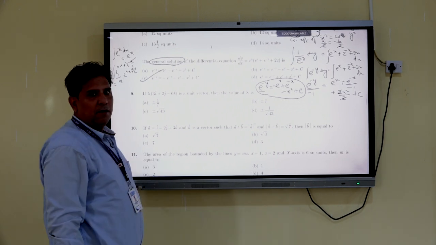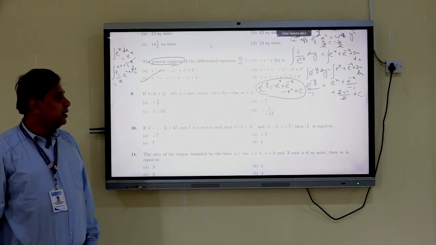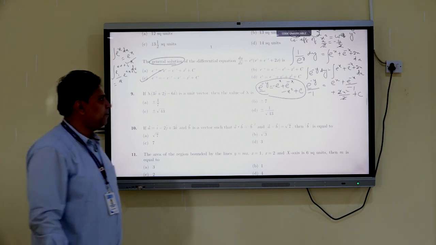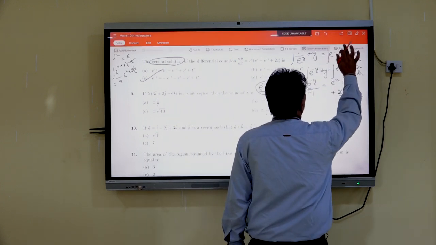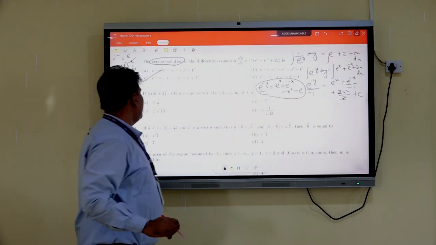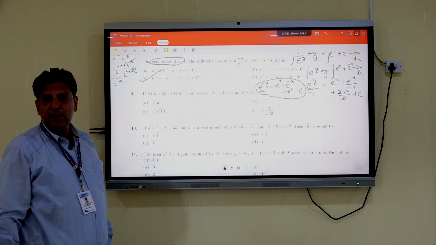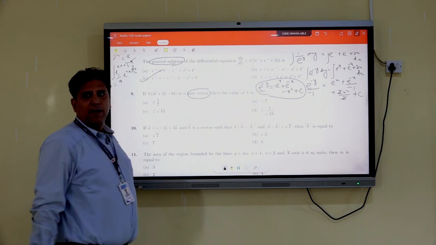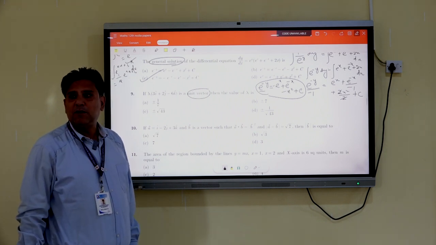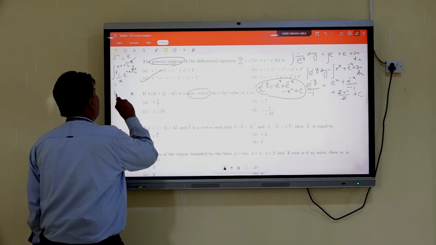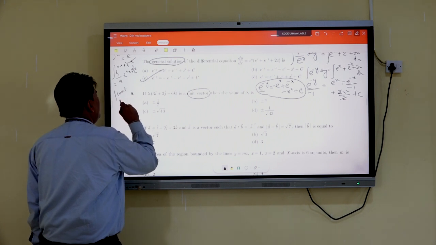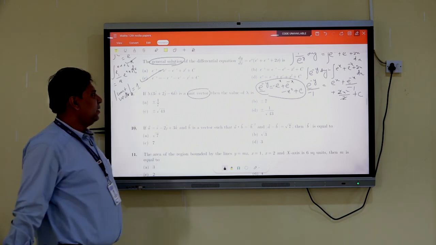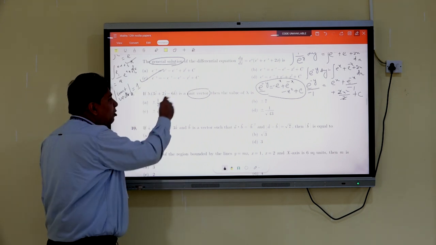Now question number 9. This question is from which chapter? Vectors. It is quite a simple and straightforward question. This represents which vector? Unit vector. Okay. Now what exactly is a unit vector? It is a vector which has magnitude 1. What is the magnitude of any unit vector? Unit vector magnitude is always equal to 1. Right. Then how to find the magnitude of this vector?